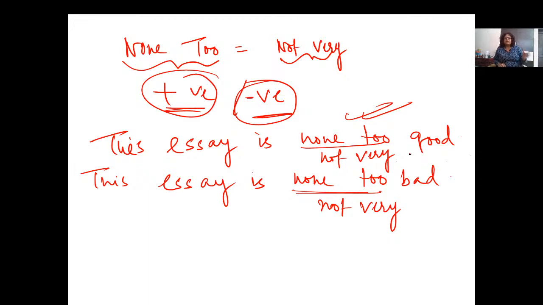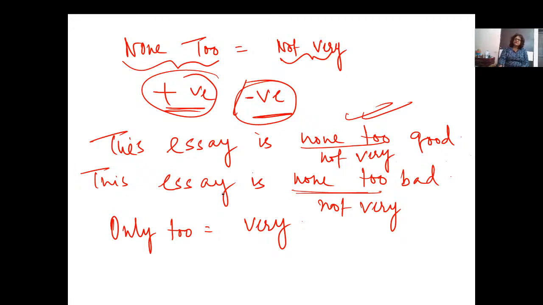So after none too you can take a positive word and a negative word. Both will be correct. There will be no problem. But whenever you take too much or much too, always a negative word will follow. Clear? And the last one is only too. The uses of only too. Only too means very. None too means not very. Only too means very. And only too also can take a positive word as well as a negative word.